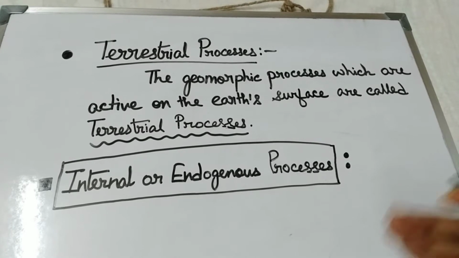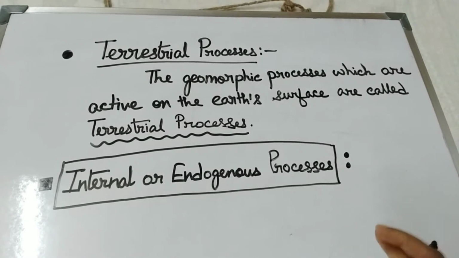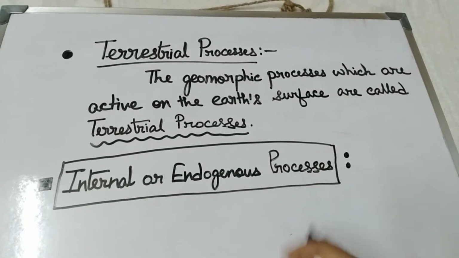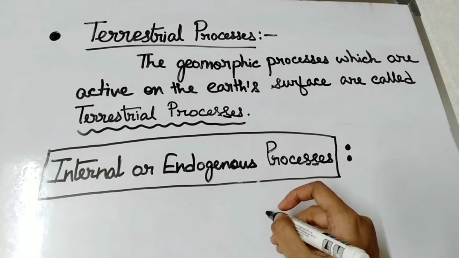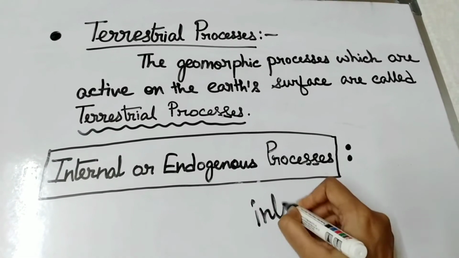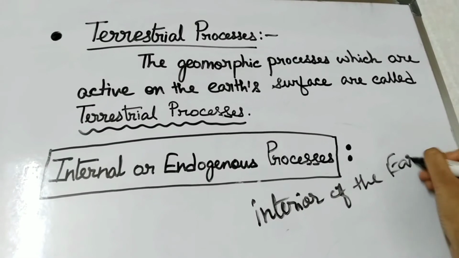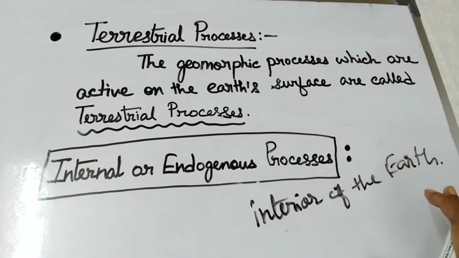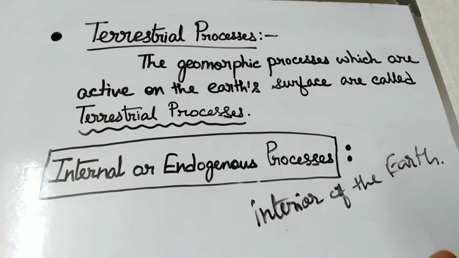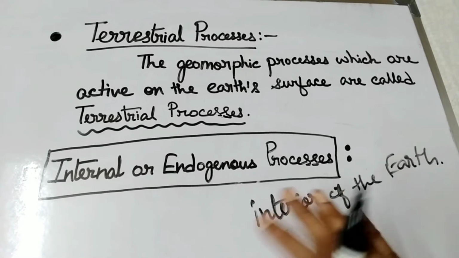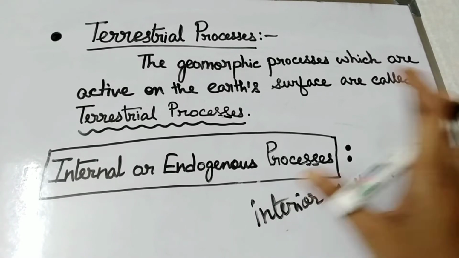Coming to the next, terrestrial processes are divided into two parts: internal and external processes. Now, what are internal or endogenous processes? Internal or endogenous processes act in the interior of the earth. According to this, an enormous amount of heat is the source of all the internal forces active in the interior of the earth, and these internal forces either slowly or suddenly bring out changes on the earth's surface.